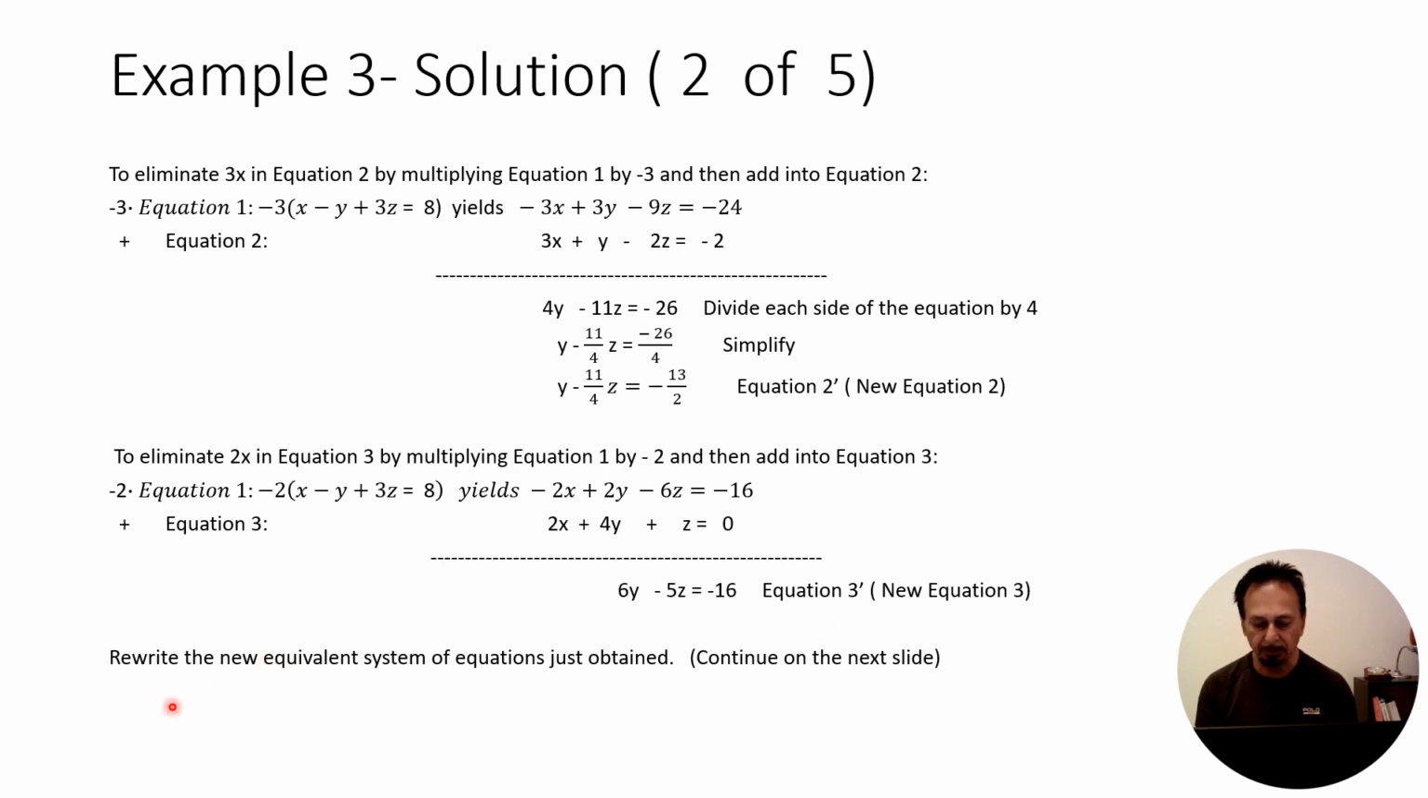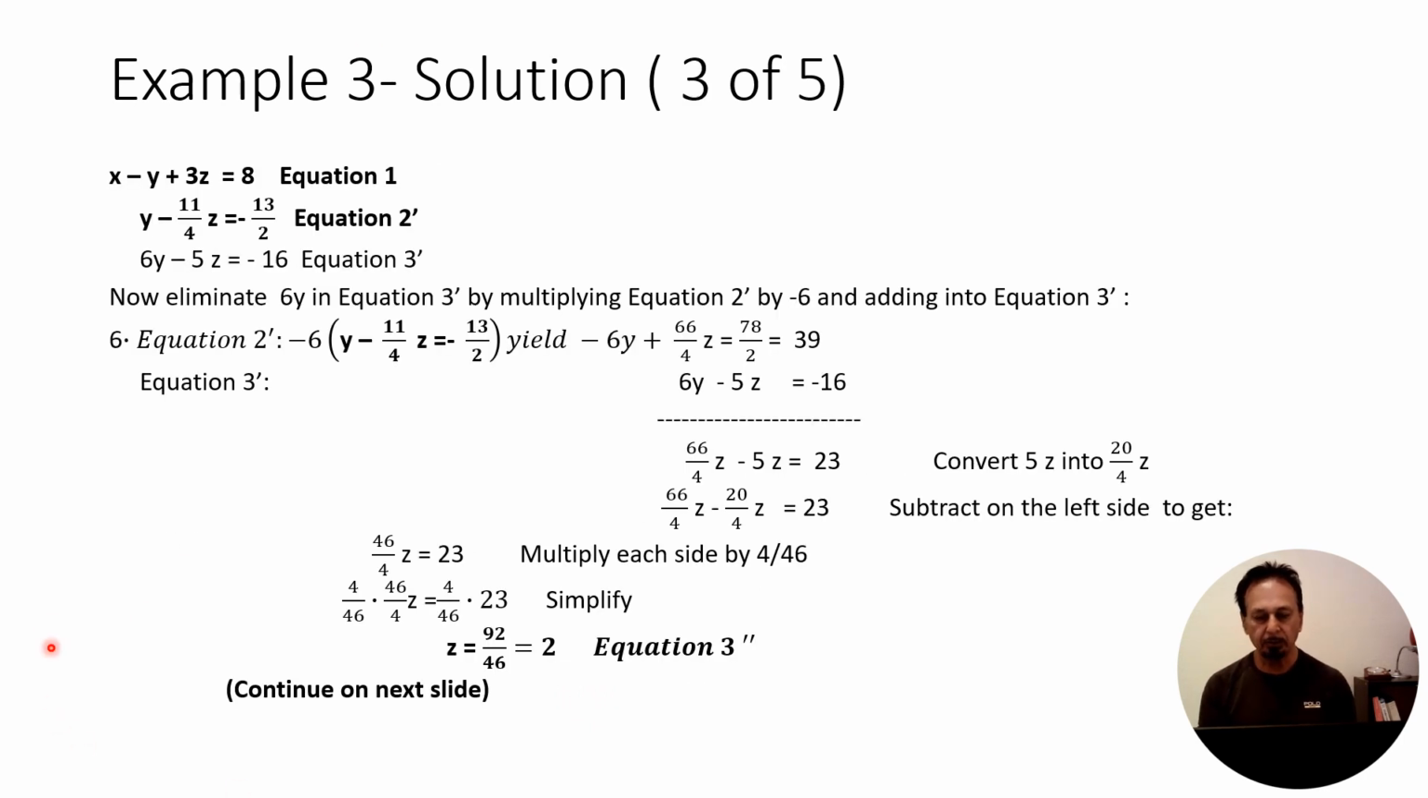Now we rewrite the new equivalent system of equations just obtained. So now we have x minus y plus 3z is equal to 8, which is the original equation 1, and y minus 11 over 4z equals minus 13 over 2. That's our equation 2 prime. And then 6y minus 5z equal to minus 16, and that's our equation 3 prime.